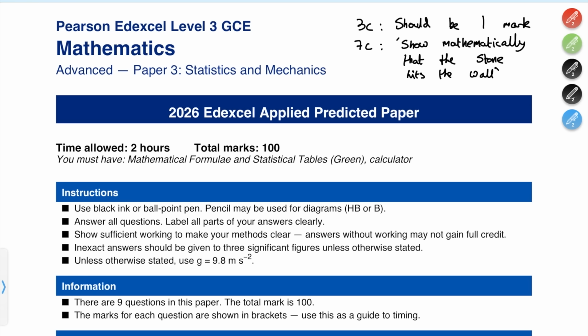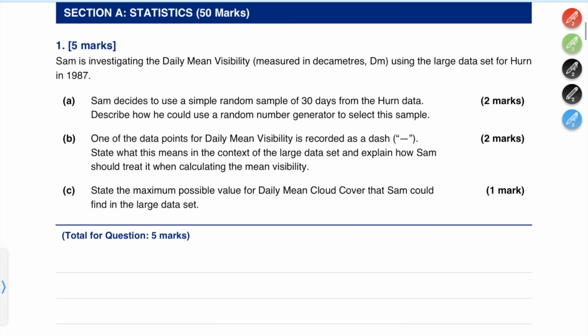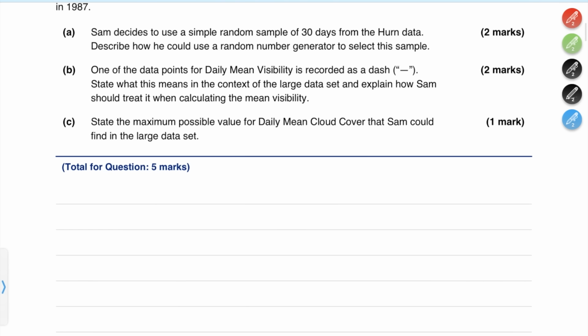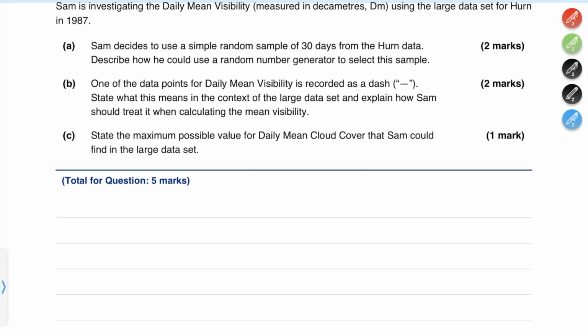And we can get started with question 1. So again, starting off with a large data set. They're investigating the daily mean visibility using the large data set for Heathrow in 1987. How could we use a random number generator to create this sample? All we have to do here is label it. You would have to allocate a number to each of the available days in Heathrow.